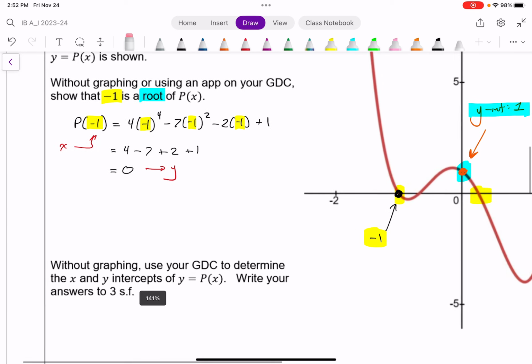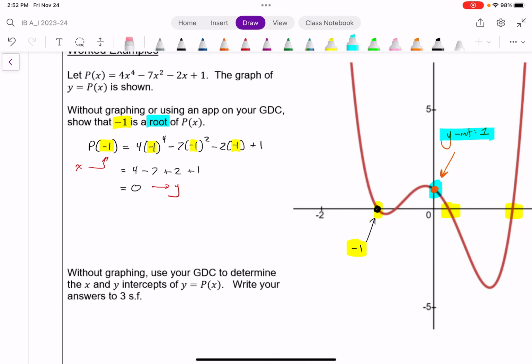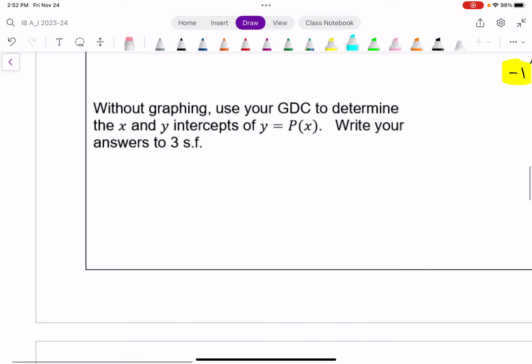So all we've got to be careful about is that if you notice this equation here, it doesn't have an x cubed term. There's an x to the power of 4, a power of 2, a power of 1, and a power of 0, a constant term. There's no x to the power of 3. So for whatever application you're using, you want to think about your function as being 4x to the power of 4 plus 0x cubed minus 7x squared minus 2x plus 1. We want to think about our function being in this form.